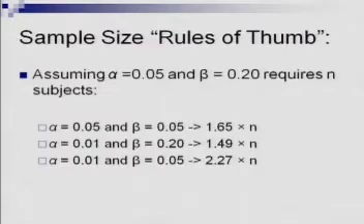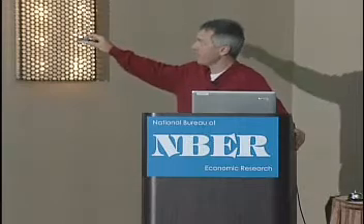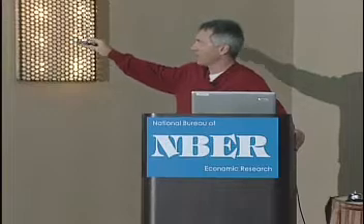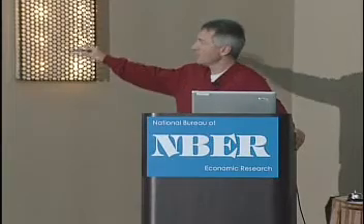Now, here are some rules of thumb that give you an idea of how the necessary sample sizes change when you change type 1 and type 2 error. What I'm doing here is simply changing the power from 80% to 95%, and leaving the significance level the same. Necessary sample size goes up by 65%. Leave the power the same, go to significance level 0.01, and now necessary sample size goes up by 49% from the baseline. Do them both, 2.27 times n, a 127% increase in necessary sample size.